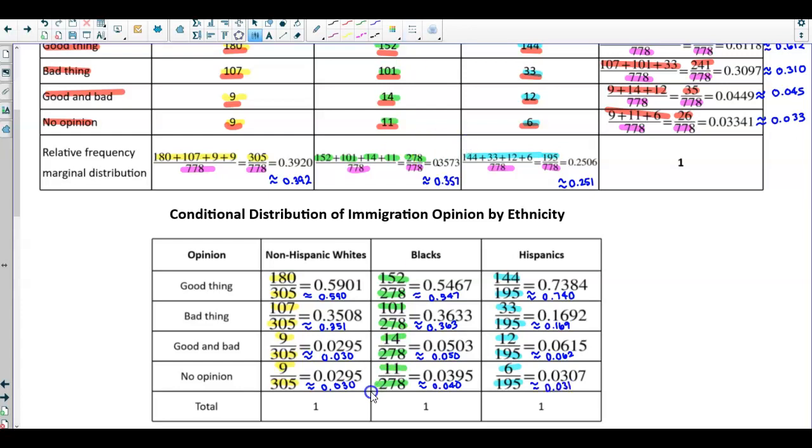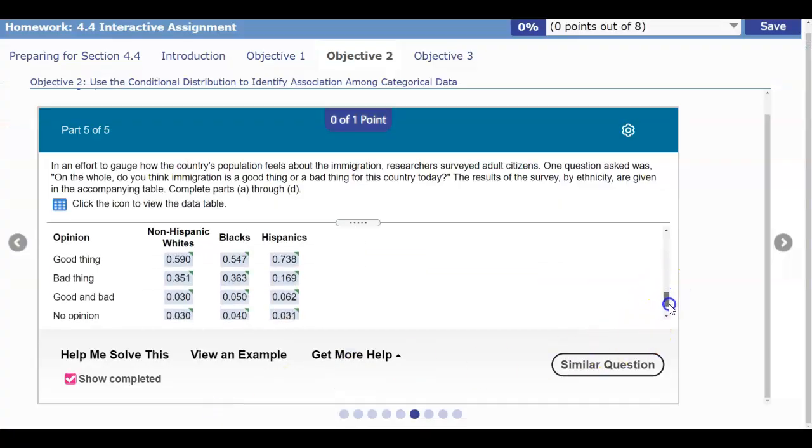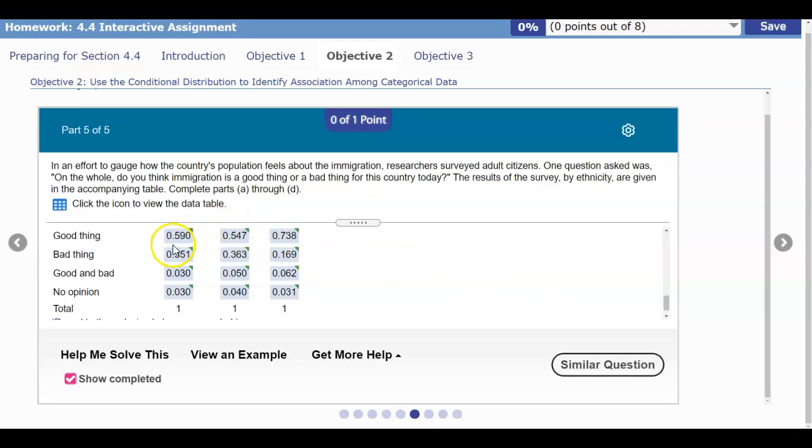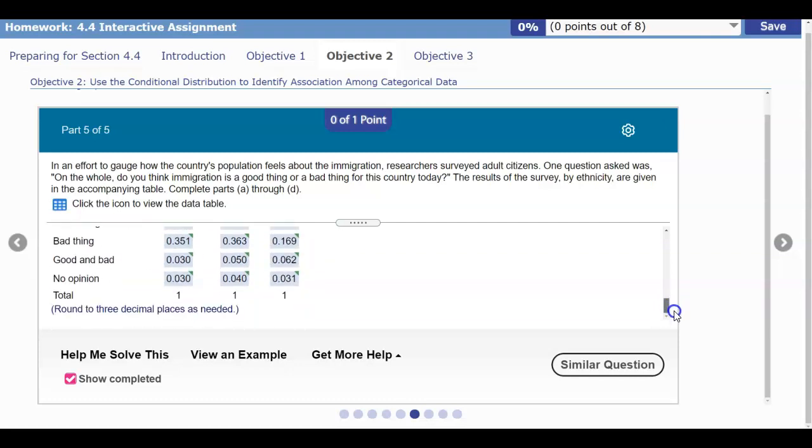0.031. Okay, and then we're going to put all those values into our result here, and you can see that we get those results for our answer. And again, what we created was a relative conditional distribution of that. Okay, and therefore that completes this question.